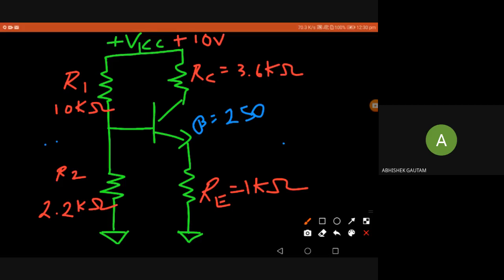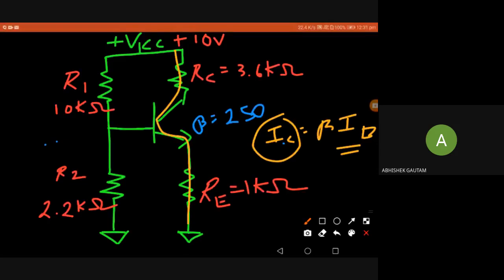So how to find IB from here? First, the relationship of IB with IC, everyone is aware of. So IC equal to beta times IB. Beta is given as 250. So we need to find IB so that we can get IC. If IC is found, we can easily find all the other voltages. This IC is the current passing from collector to emitter. If IC is found, we can find the voltage drop across RC, the voltage drop across RE, and everything. Then we can find the power dissipation as well.